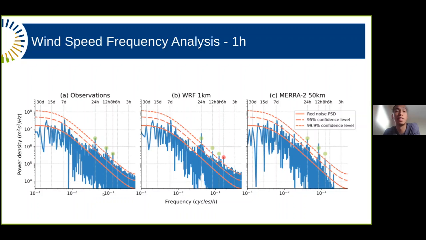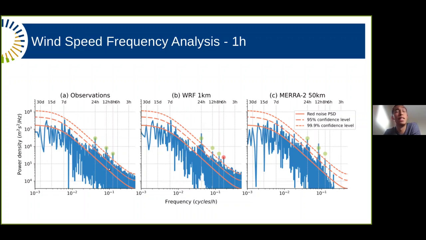On the x axis we can see the frequency, which is in cycles per hour, and we got on the left side the observations, then the WRF 1 kilometer width in the middle, and on the right the Mora 2 50 kilometers width. So in order to say what the valuable width is and how it can reproduce the periodicities of observations, we used a model that is used in climatic time series.